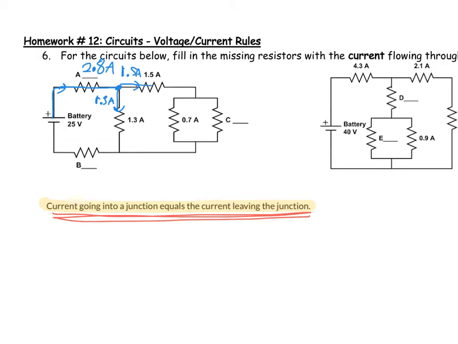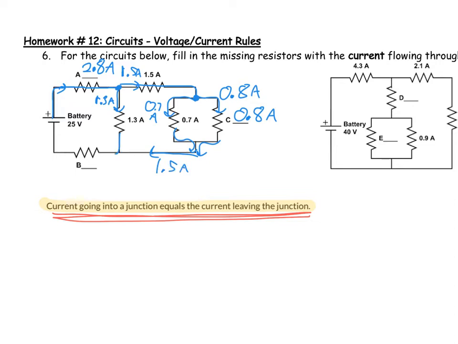That 1.5 then continues along here and comes to this junction. We see here that 0.7 amps goes through the path to the left. That means that the remaining 0.8 amps, and again, these two need to add up, 0.7 and 0.8 need to add up to that 1.5. So the remaining 0.8 amps goes to the right, which means C has 0.8 amps of current. Those two come together, the 0.7 and 0.8, to create 1.5 amps of current flowing through that bottom portion.